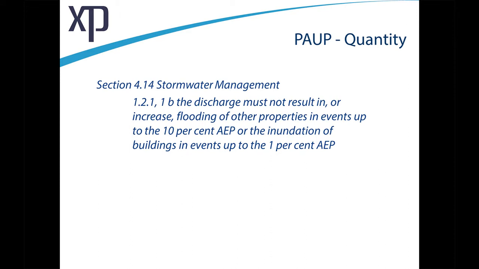I pulled out this extract though on quantity because it tells us that we need to consider the 10% annual exceedance probability and the 1% annual exceedance probability. Or for those of us still working in old money, the 1 in 10-year average recurrence interval and the 1 in 100-year average recurrence interval. So this is an important part of producing a stormwater model. We would have to include these two AEPs in any kind of analysis.